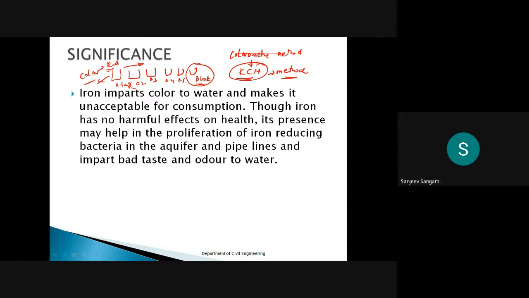Then you have to take the unknown solutions. Unknown means if you want to determine it, we don't know how much is there. For this also you have to develop the color. What exactly is the procedure we are using here? The 0.1 milligram per liter iron solution, 0.2, 0.3, 0.4, 0.5 milligram per liter, and this one where we are not adding any iron, only distilled water. We have to make it 100 ml.